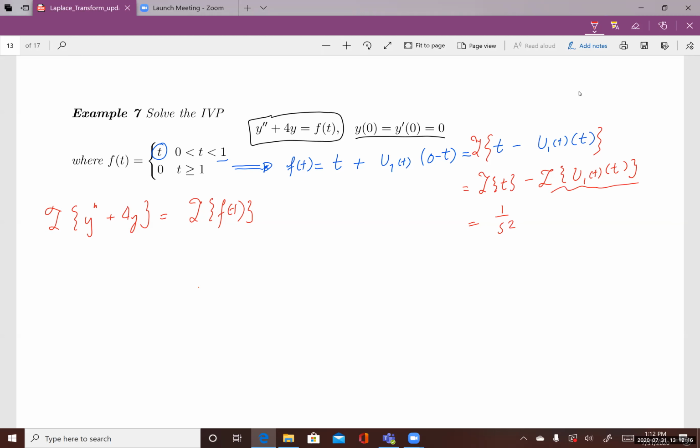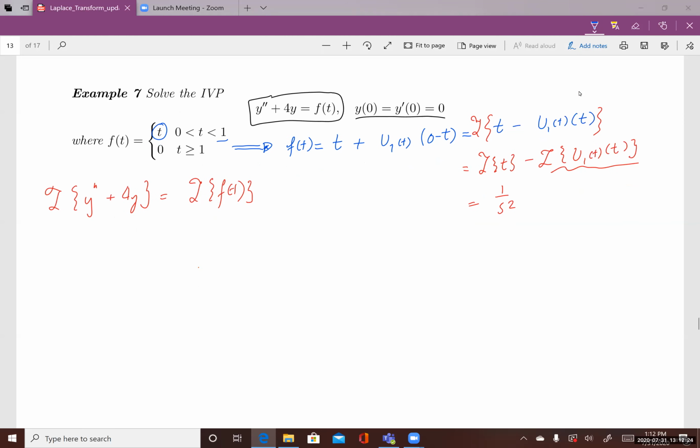As we know, the first is just 1 over s squared. How about this unit step function? That reminds us that with step functions, we want to have the correct form before we try to find the Laplace transform. The correct form is: the Laplace of u_c(t) f(t minus c), where c is the step unit, gives you e to the negative cs multiplied by big F(s), where big F(s) is the Laplace transform of f(t).